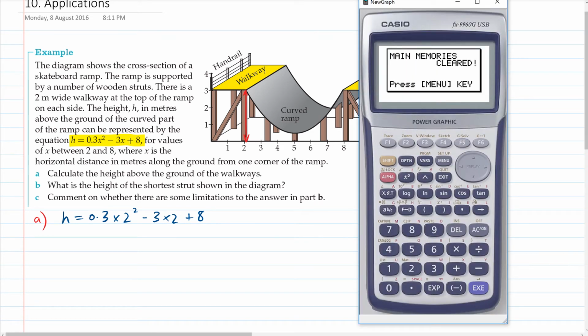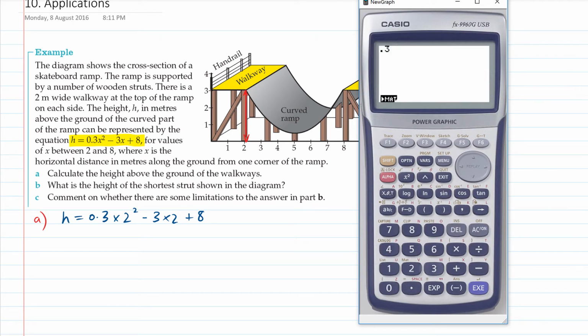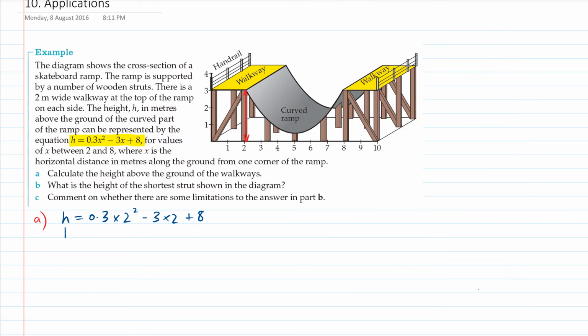So 0.3 times 2 squared minus 3 times 2 plus 8. Our height is going to be 3.2 meters. Okay, so that's a straightforward question that you should really already know how to answer.